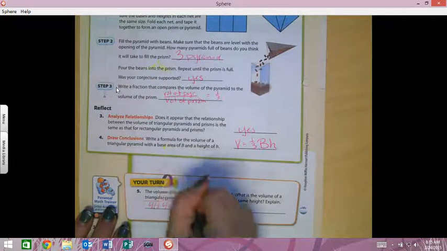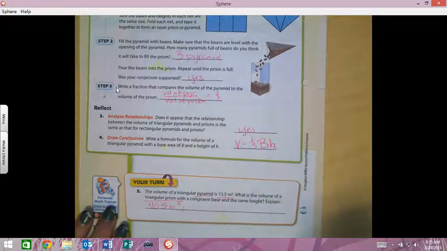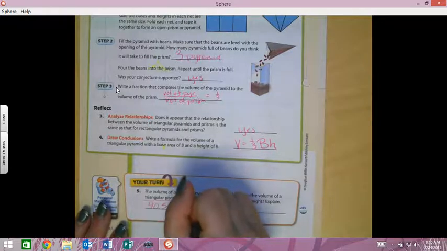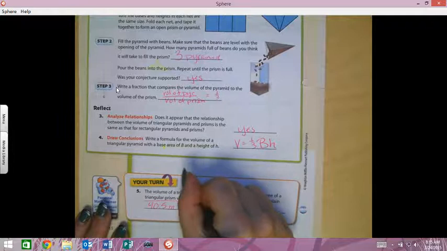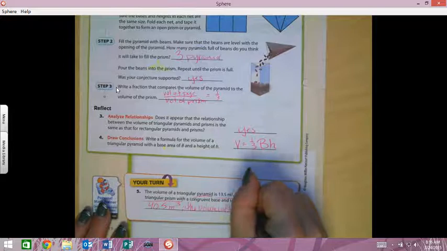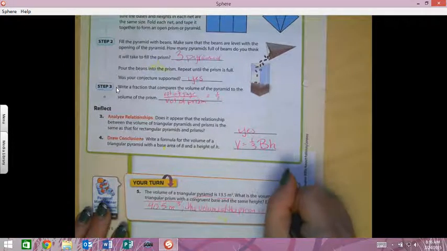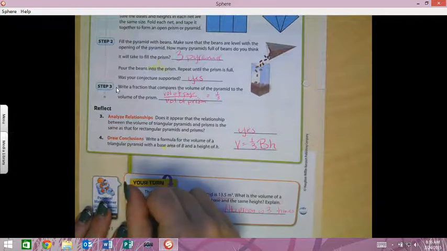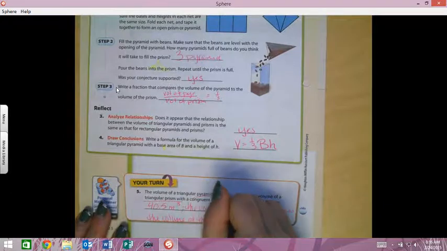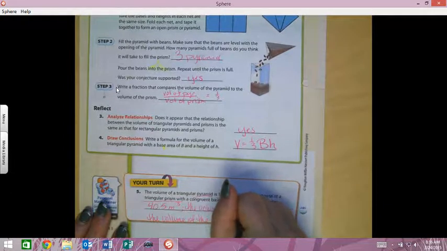Okay, your actual answer is going to be 40.5 cubic meters. The reason is that the volume of our prism is 3 times the pyramid. So for our explanation, I'm going to put the volume of the prism is 3 times the volume of the pyramid. There we go. That's all there is to it.